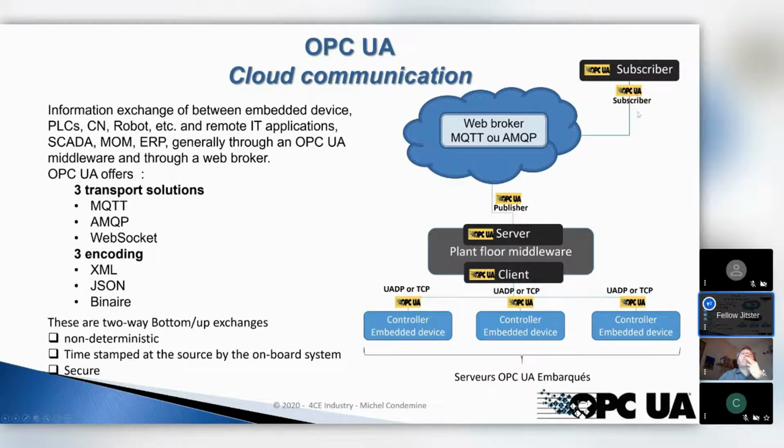So this subscriber can be any ERP or MES, or as always a SCADA system, or any kind of information. So here we have our 3 transport solutions, MQTT, AMQP, and WebSocket, and 3 different encodings, XML, JSON, and binary. So it's a two-way communication. Again, it's non-deterministic because it goes through the web. It's time-stamped, and as always, it's secure.